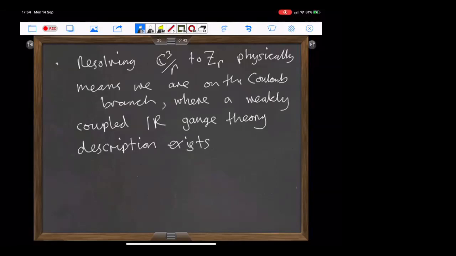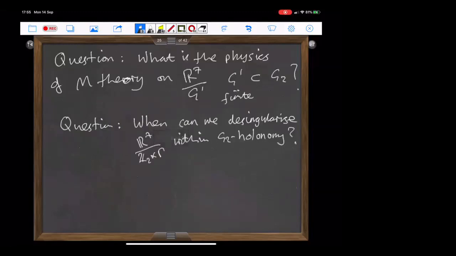So physically, this means that we go into what's called the Coulomb branch, and since the Calabi-Yau is now smooth, one has a low energy description in terms of a weakly coupled gauge theory. So there are various questions one can ask, like what is the physics of M theory on R7 mod G prime, where G prime is any finite subgroup of G2?